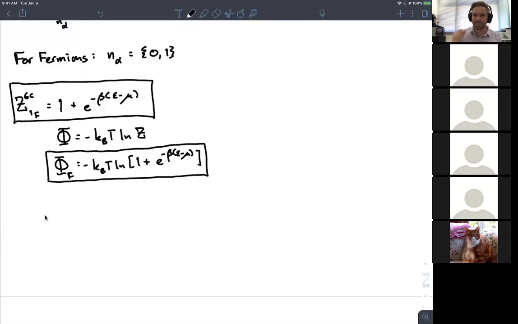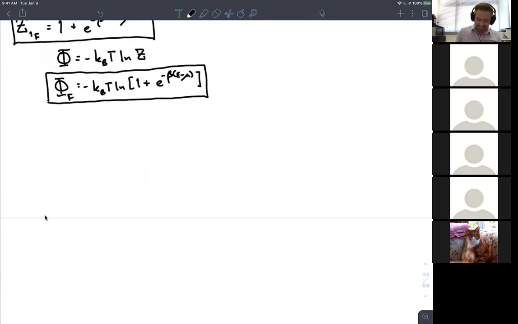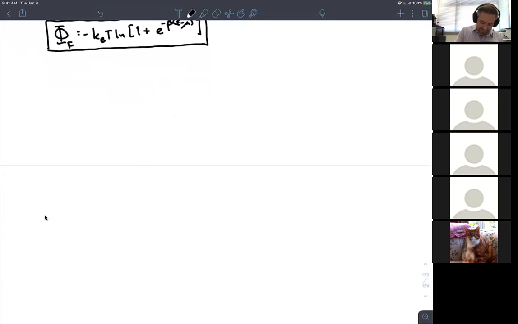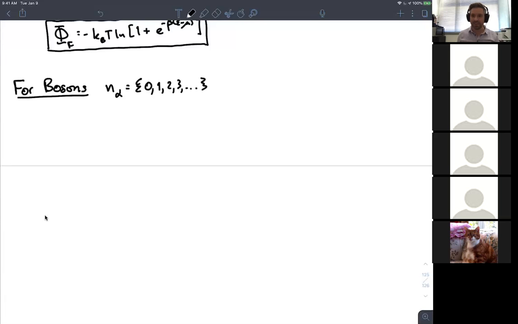All right, so write those down because we're going to need them. Okay, now let's do it for bosons. So bosons is a little bit trickier. For bosons, our allowed values of the occupation numbers are any integer whatsoever. So the sum is going to be a little bit trickier.